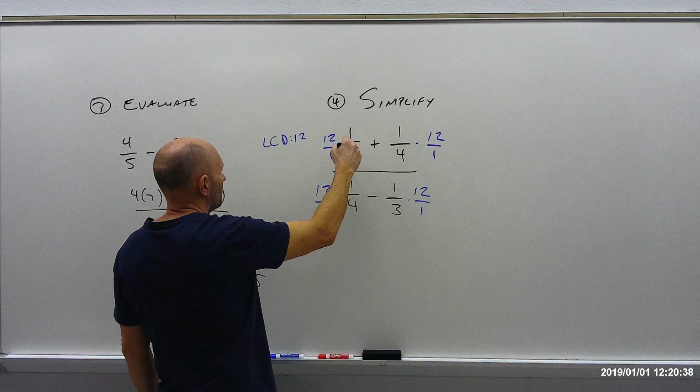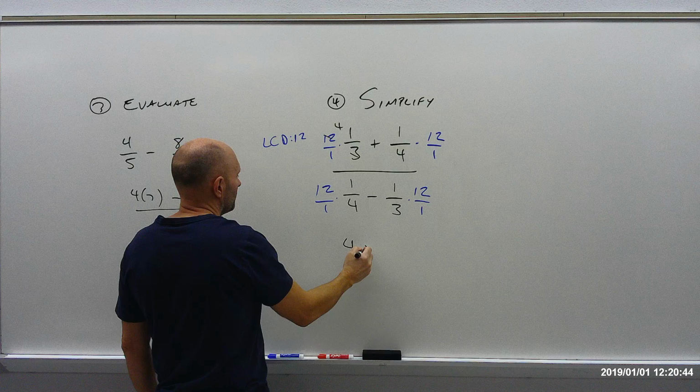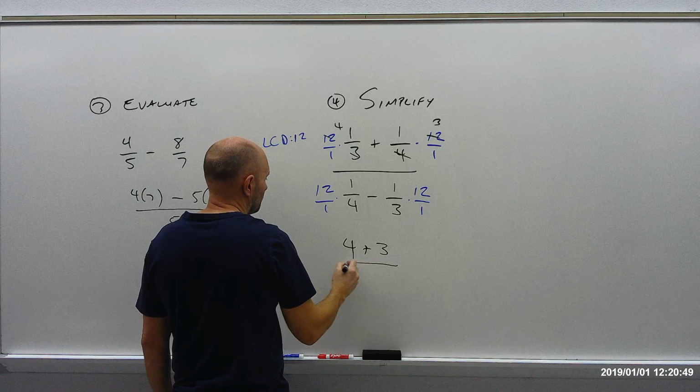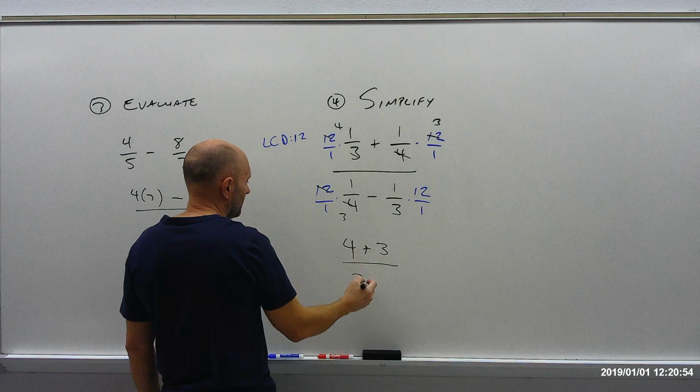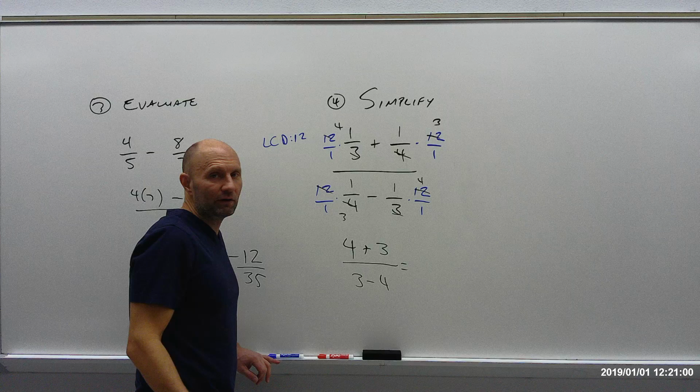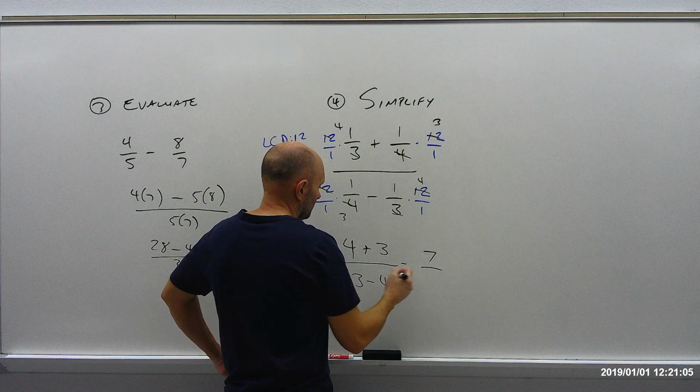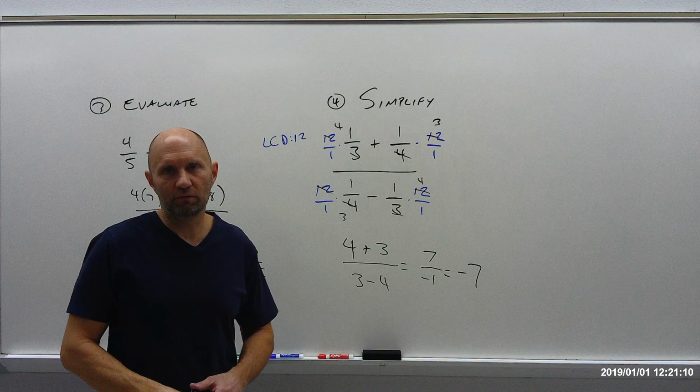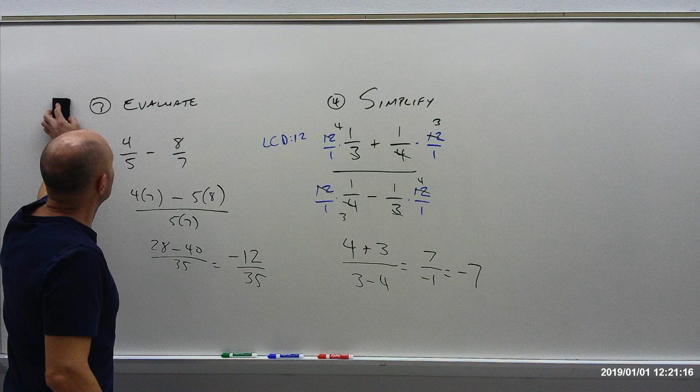From this first term, 12 cancels with 3, I get 4. 4 times 1 is 4, plus 4 cancels with 12 gives me 3, 3 times 1 is 3. 12 cancels with 4 gives me 3 again, minus 12 cancels with 3 gives me 4, so 4. Now I just end up with 4 plus 3 over 3 minus 4. That's 7 divided by negative 1, which simplifies to negative 7. So that is the first ticket out the door. There were 4 problems on there.